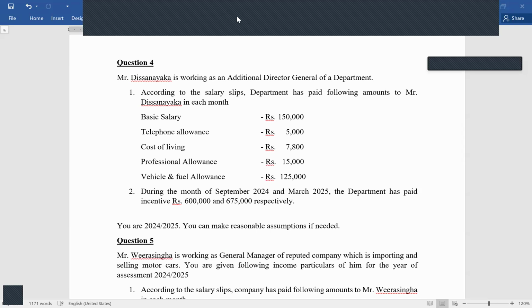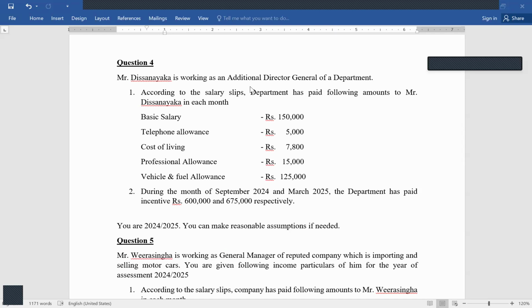The first one is Mr. Disanayaka is additional director general of a department. So he is a government servant. According to the salary slip, the department has paid the following amounts to Mr. Disanayaka each month. Basic salary. So basic salary is given. The basic salary, that is 150,000.